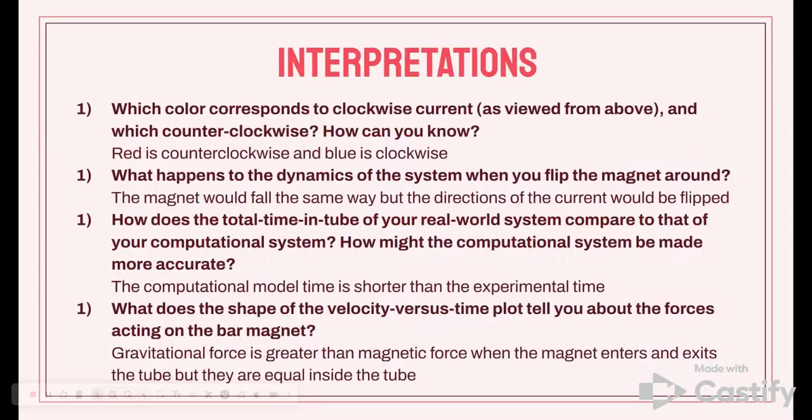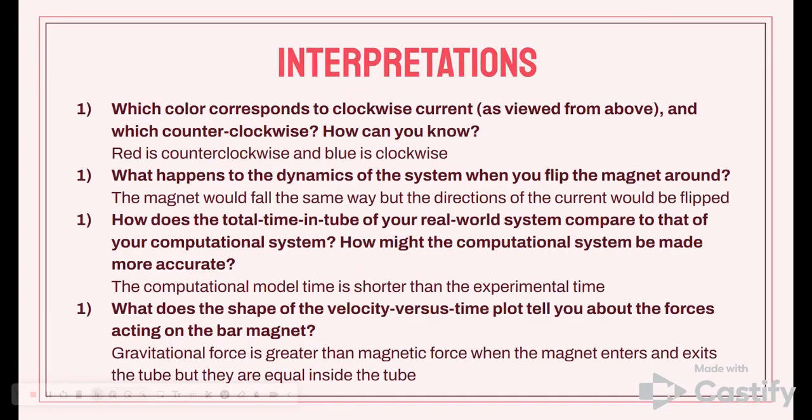What would happen to the dynamics of the system if you flip the magnet around? The magnet would still fall the same way, but the directions of the two currents at the bottom and top of the tube would be flipped, based on an opposing dipole trying to attract the magnet upwards, counteracting the force of gravity. The total time in the tube in our real-world system versus our computational system were very close, which is indicative of the validity of Faraday's law and the Biot-Savart law.